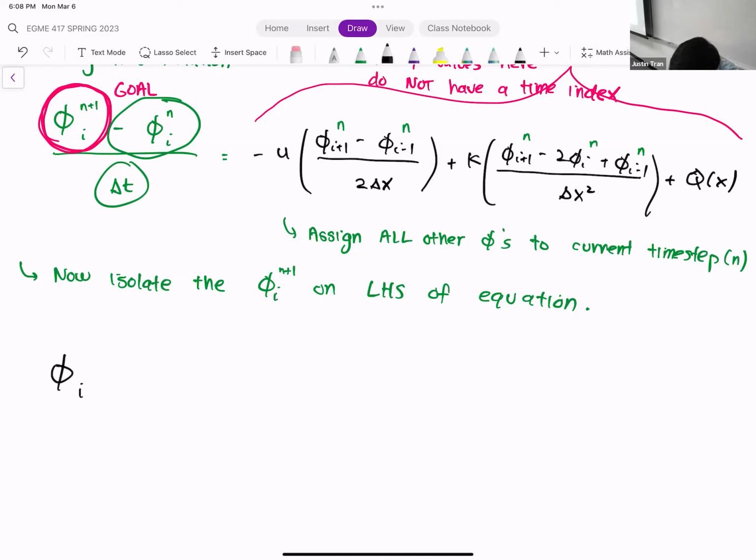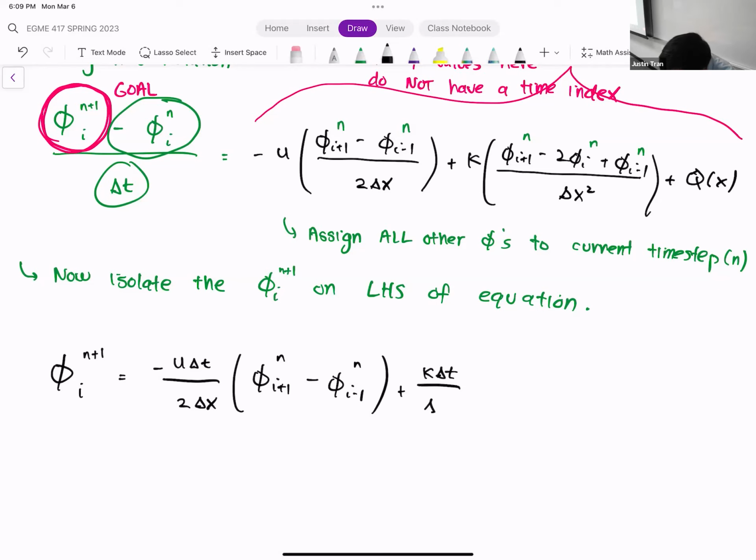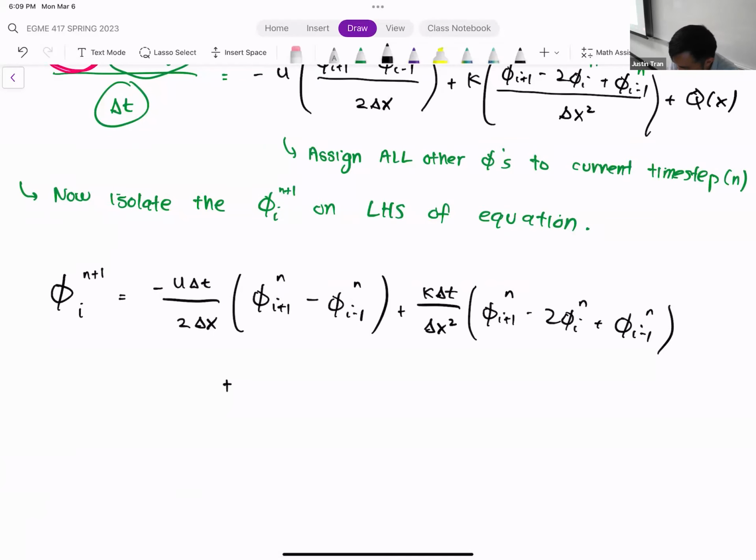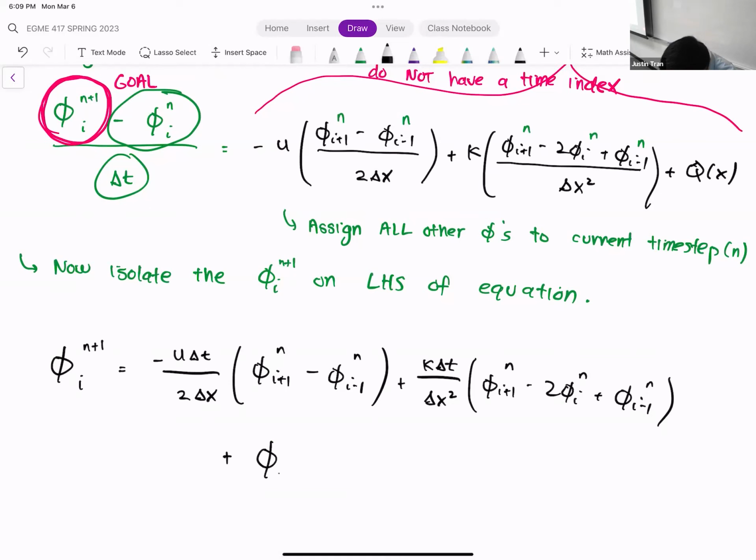And so we're going to have phi i n plus 1 is equal to minus u. Let me bring out the entire constants. We have minus u delta t divided by 2 delta x, multiplied by phi i plus 1 minus phi i minus 1, both at time index n, okay, plus k delta t divided by delta x squared, multiplied by phi i plus 1 minus 2 phi i plus phi i minus 1, all at time step n. Okay. We have our extra phi i n that came from the time derivative. Okay. And then we have q of x times delta t. Okay.